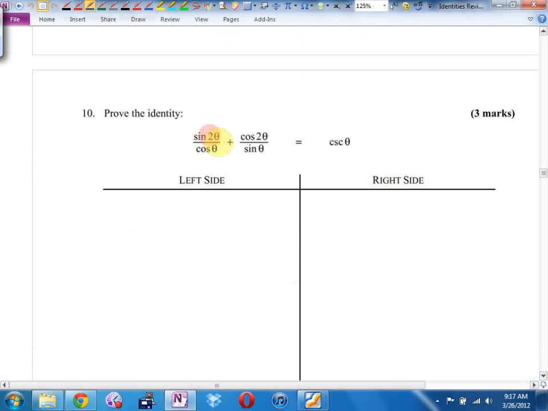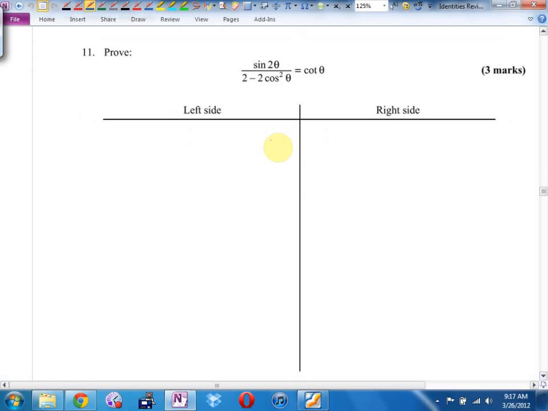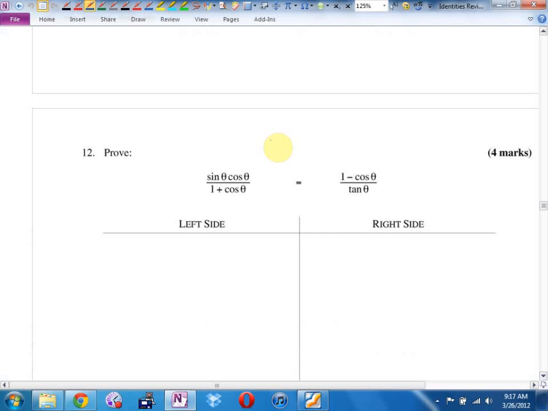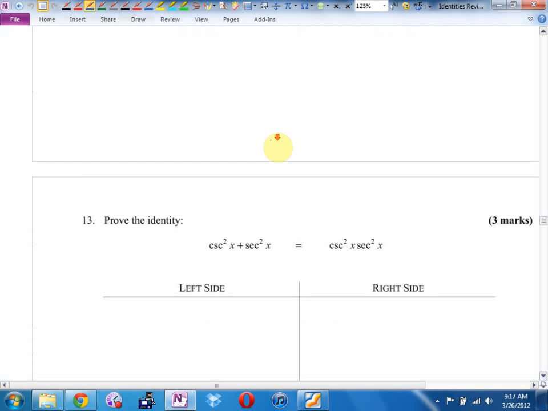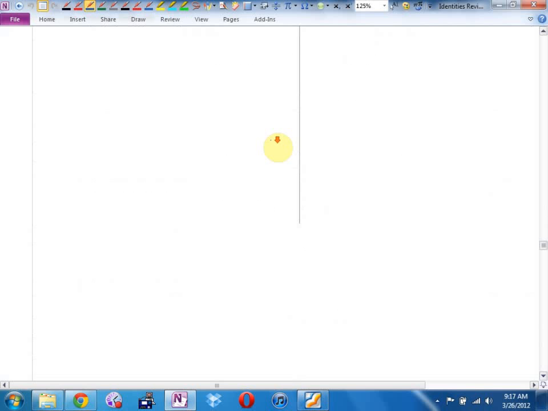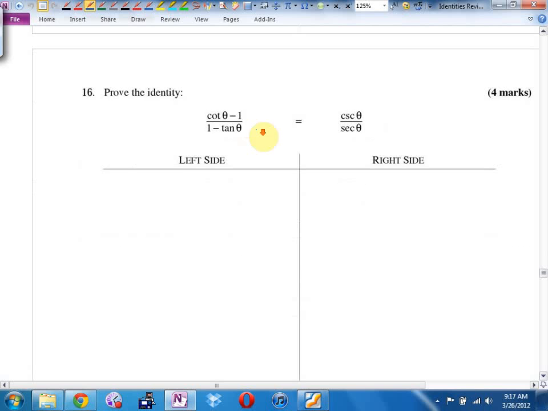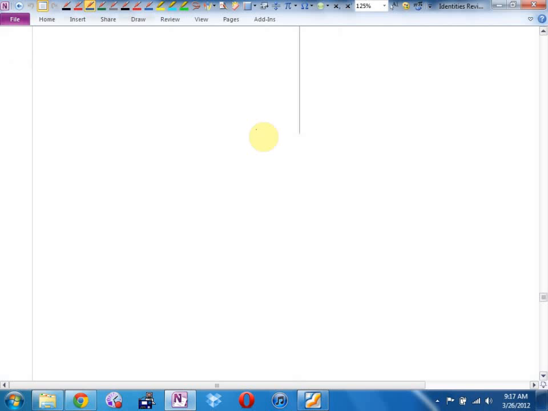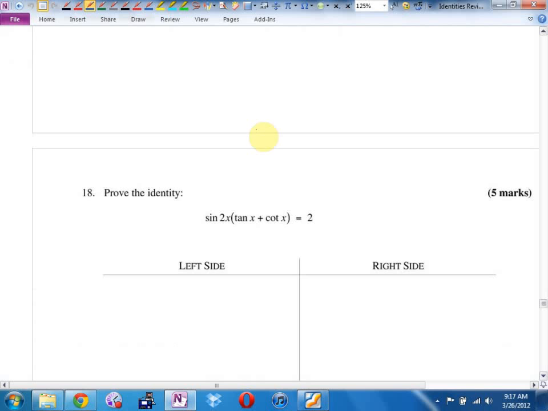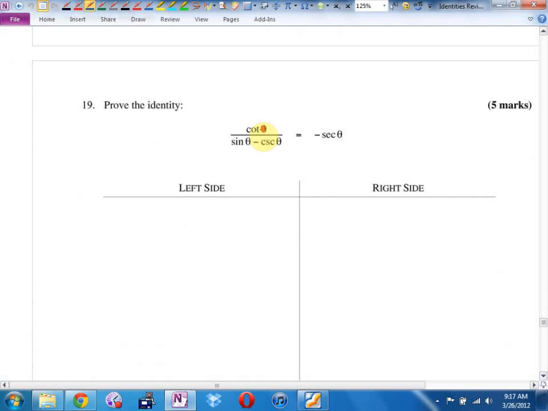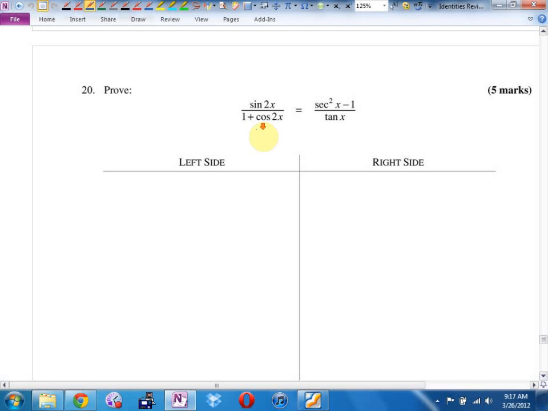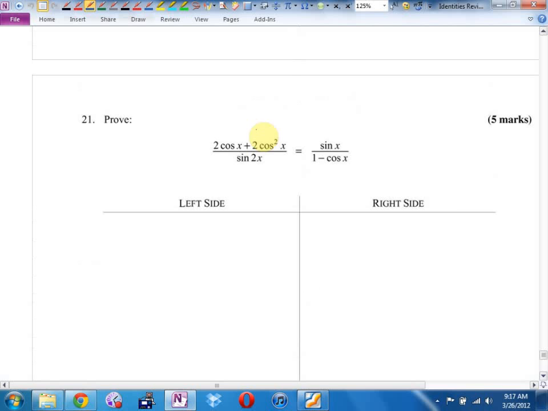Can't do number 10 yet. Don't cross it out. You will be doing it. Or number 11. Or number 15. But you see, I'm just looking for a 2 theta. You can't do those yet. 18, can't do yet. 20, can't do yet. 21, can't do yet.